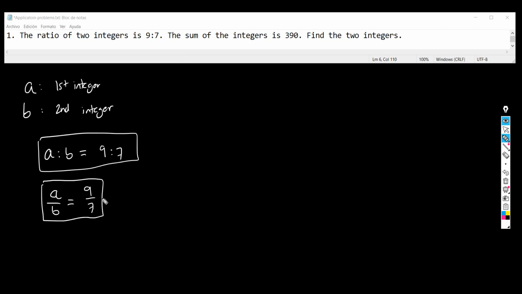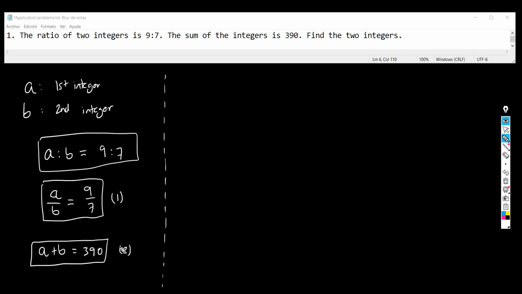If you can see here, we already have an equation. Let's call it equation 1. Next, we have the following: the sum of the integers is 390. So we have another equation: A plus B is equal to 390. I have another equation that relates my numbers A and B, and let me call it equation 2. The task is finding those two integers. So let's do it.